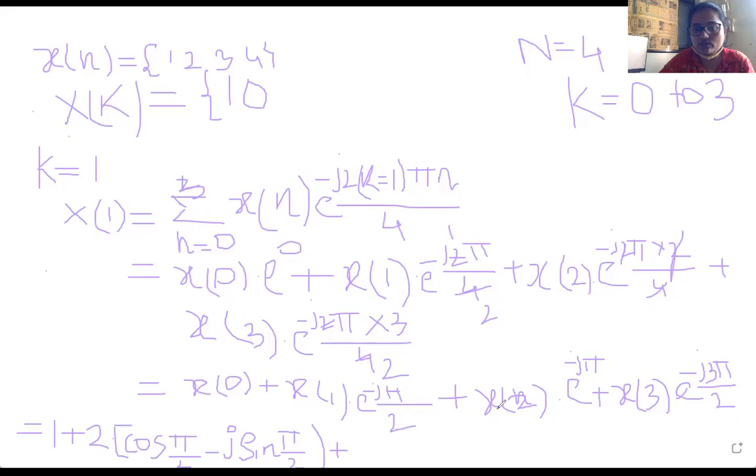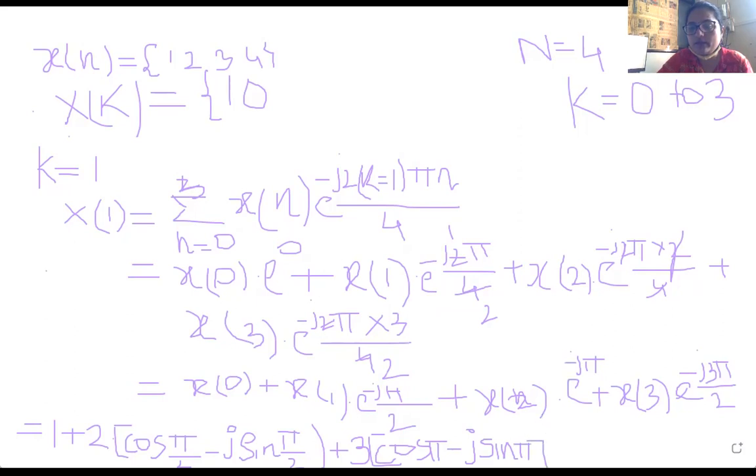Now the next is x of 2. What is the value of x of 2? X of 2 is 3, so I'm going to substitute here: x of 2 is 3 into the bracket, e raised to minus j pi. E raised to minus j pi is cos pi minus j sin pi. So this is my second last term.